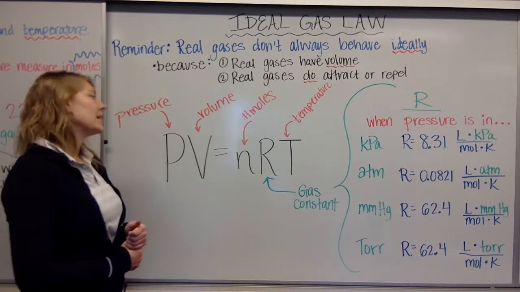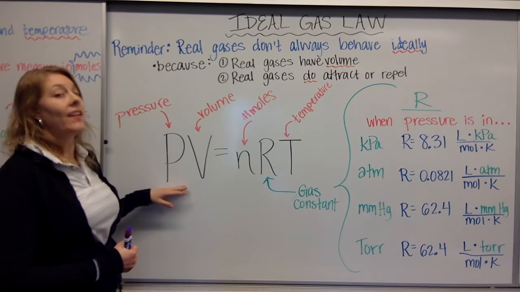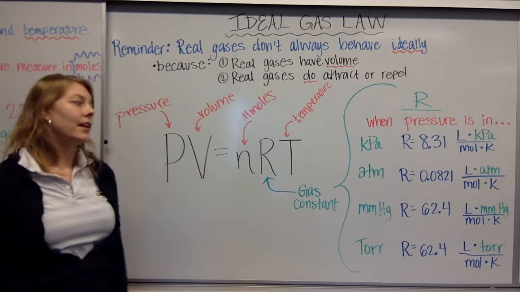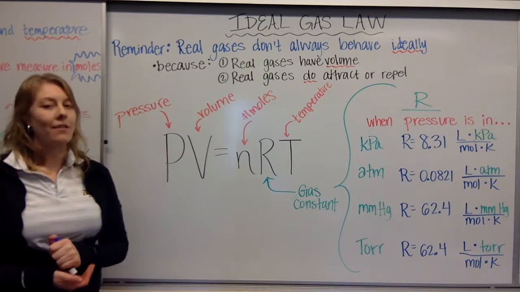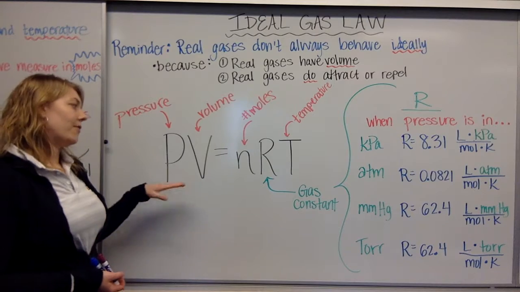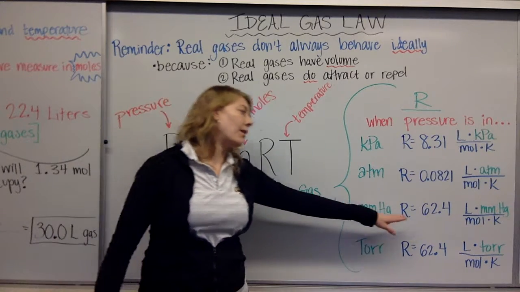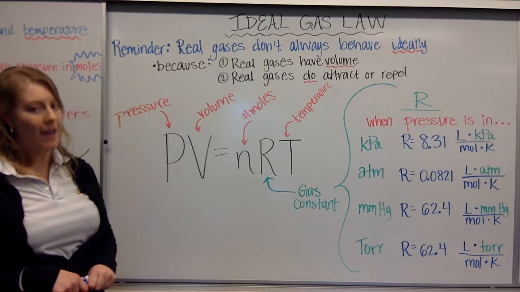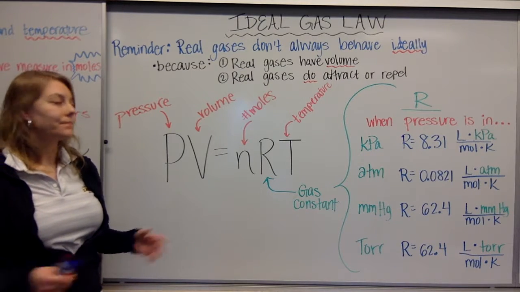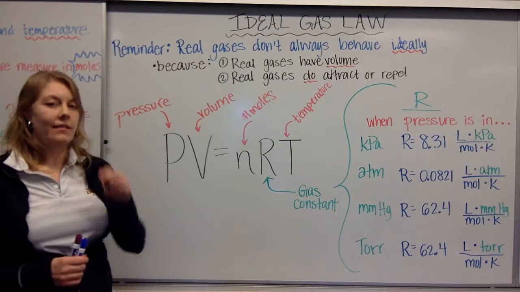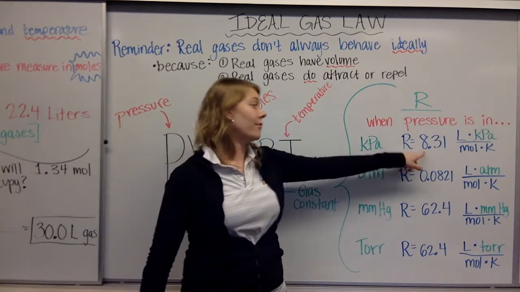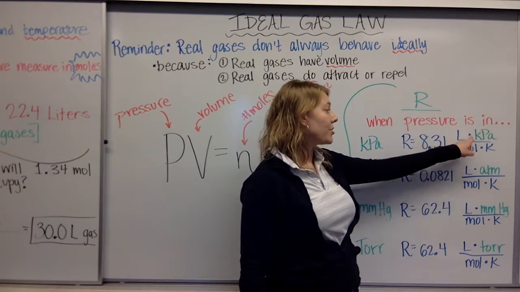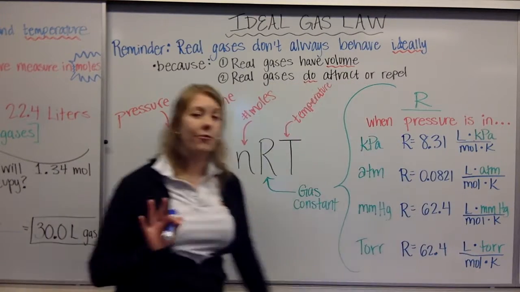Long unit, okay? If this P value that we're dealing with is atmospheres, then the R value we're going to plug in is 0.0821 liters times atmospheres over moles times K. If this P value is millimeters of mercury, our R value is 62.4 liters times millimeters of mercury over mole times K. You get the idea. Notice that besides the values for R, the only difference in their unit is the pressure unit, okay? That's the only difference here.